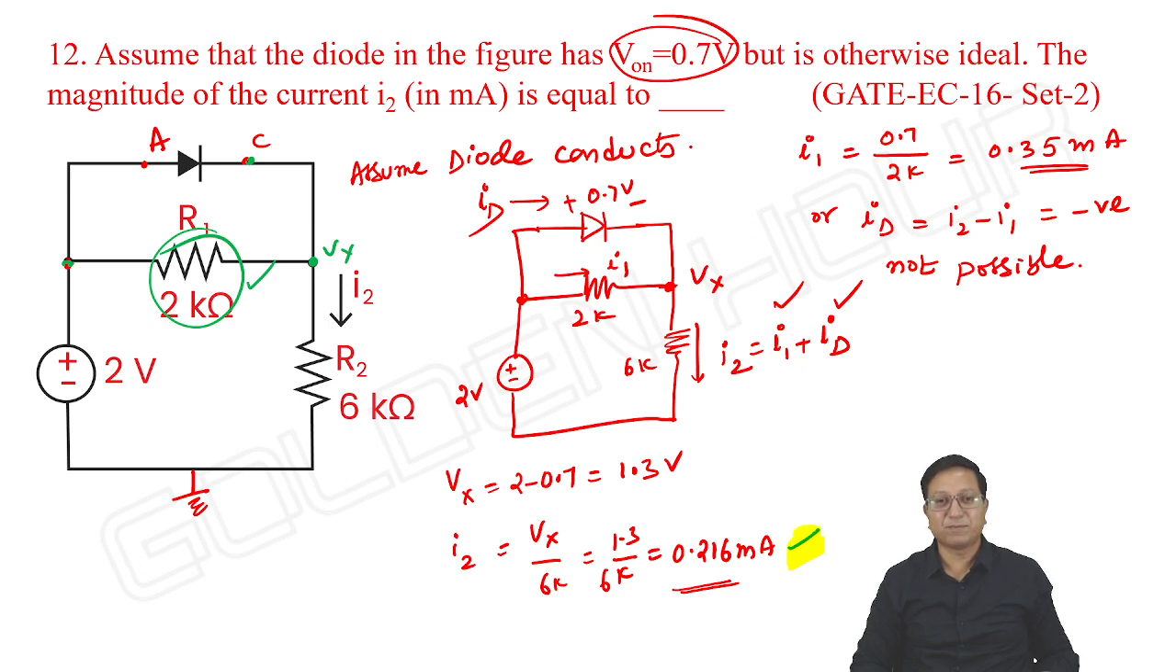Okay, people do not observe. Whenever you see a resistor connected across a diode, better you find ID and then you can conclude. Without finding ID, don't conclude anything. Very, very important point here.